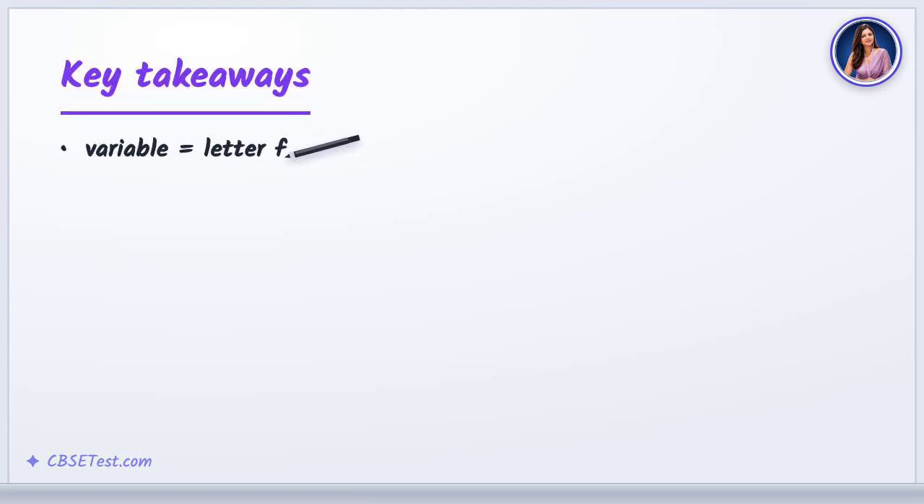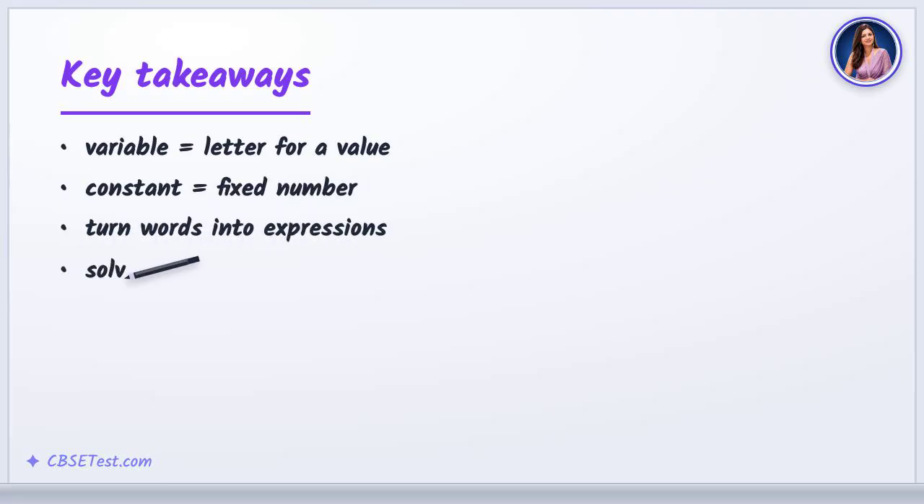To recap, variables are letters for values, constants are fixed. We translate words into expressions, and we solve equations by doing the same to both sides.